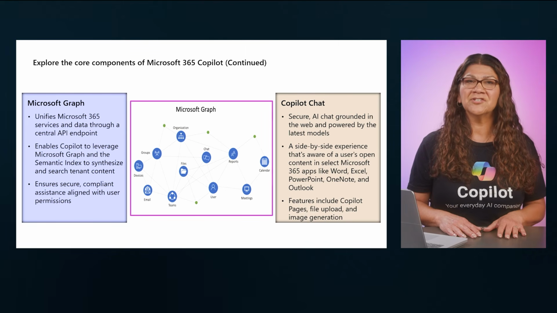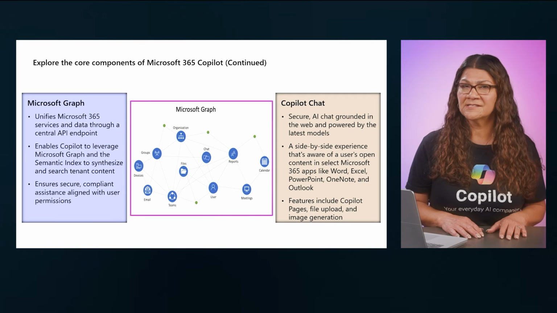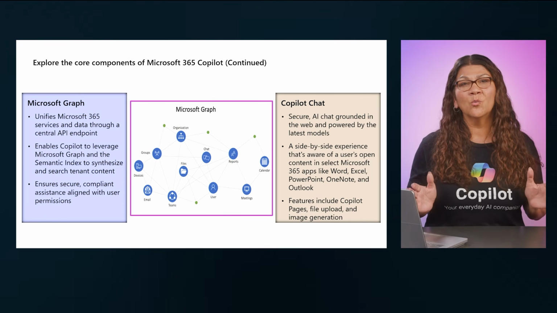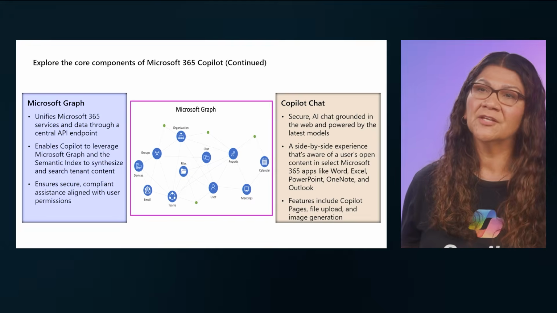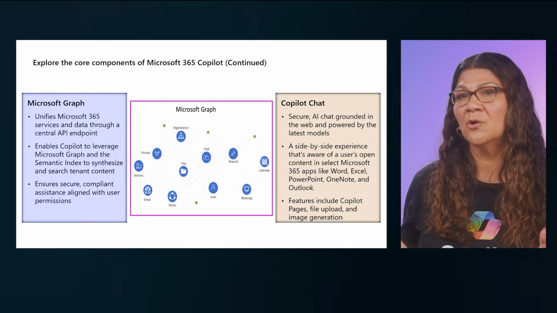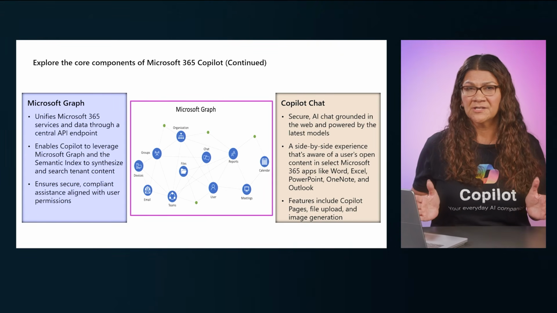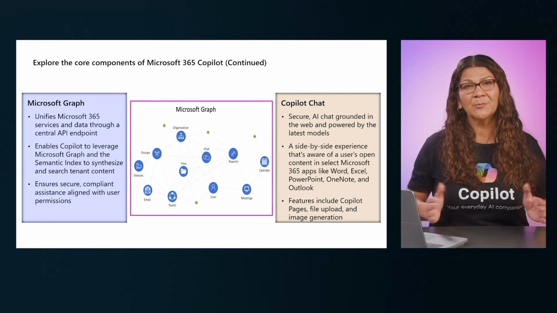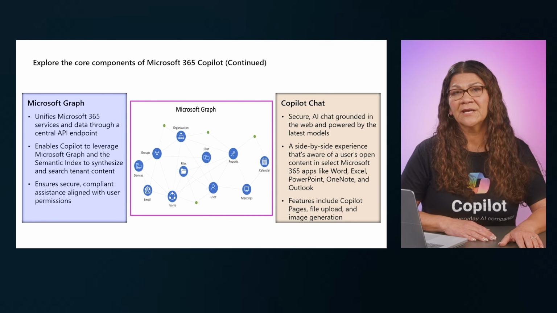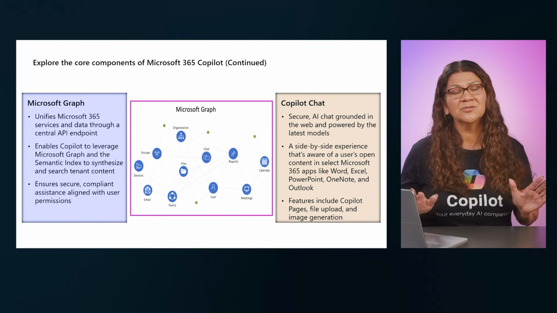On top of that foundation sits Copilot Chat, your intelligent side-by-side AI assistant available across apps like Word, PowerPoint, Excel, OneNote, Outlook, and more. Copilot Chat not only answers questions, it understands the context of what you already have open. That means you can ask it to rewrite a section of a Word document, generate speaker notes for a PowerPoint slide, extract action items from an email thread, or even create a visual using image generation, all without switching tools.